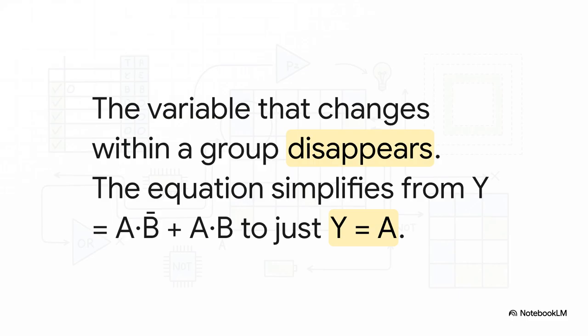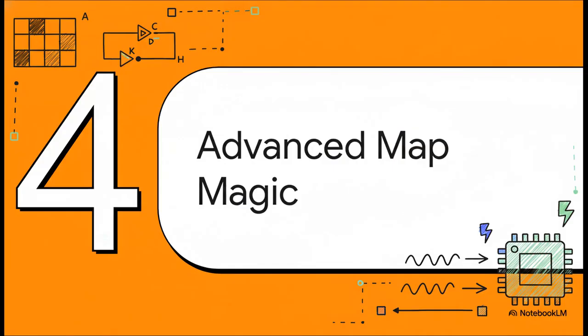So what are we left with? Just the one variable that stayed the same, A. Our whole equation just simplified down to y equals A. That's the trick. This whole grouping thing is incredibly powerful. But believe it or not, it gets even better. There are a couple of, let's call them pro moves, that let us find even more ways to simplify.